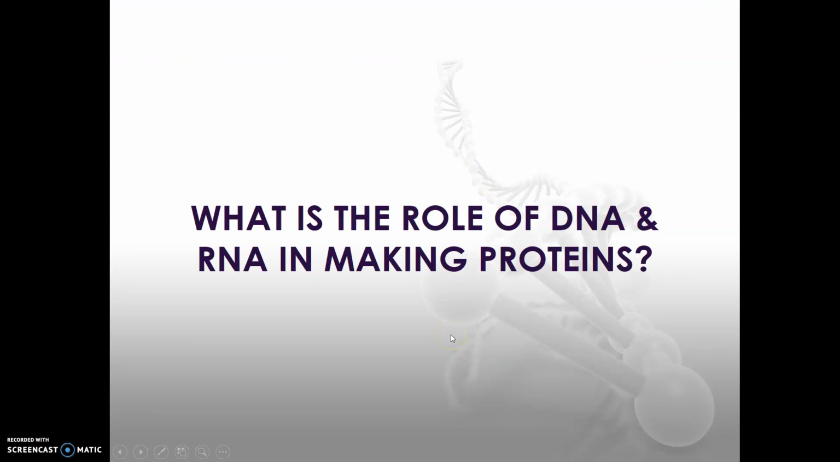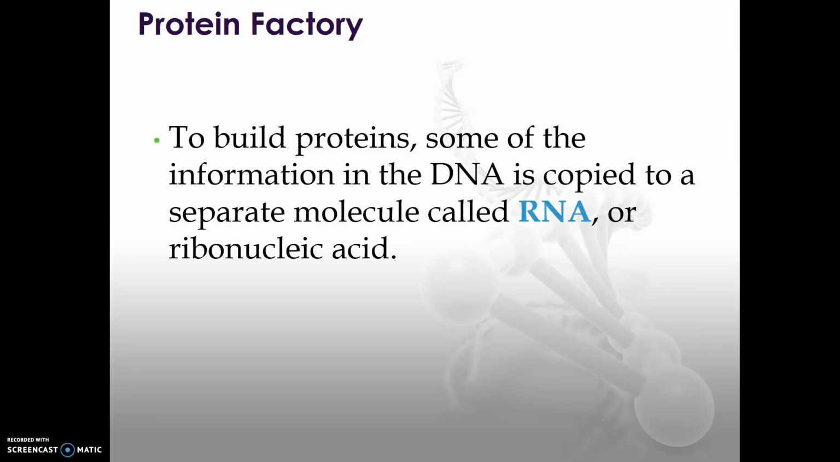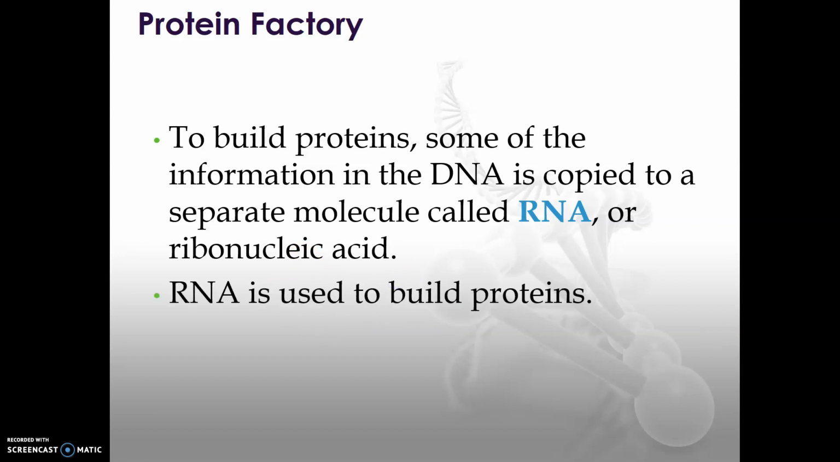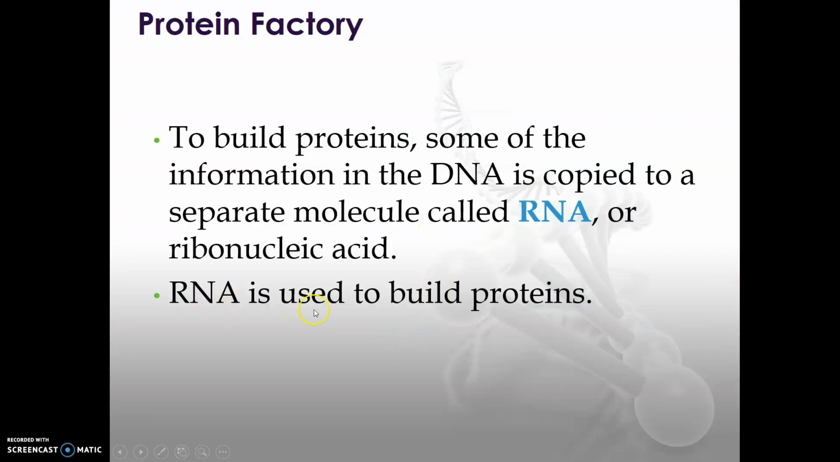What is the role of DNA and RNA in making proteins? Well, I haven't even told you what RNA is. RNA is ribonucleic acid. DNA is deoxyribonucleic acid, which means it has one less oxygen. RNA is ribonucleic acid. So, the protein factory. To build proteins, some of the information in the DNA is copied to a separate molecule called RNA, or ribonucleic acid, and it is used to build proteins. I'll go to that so you can see that.